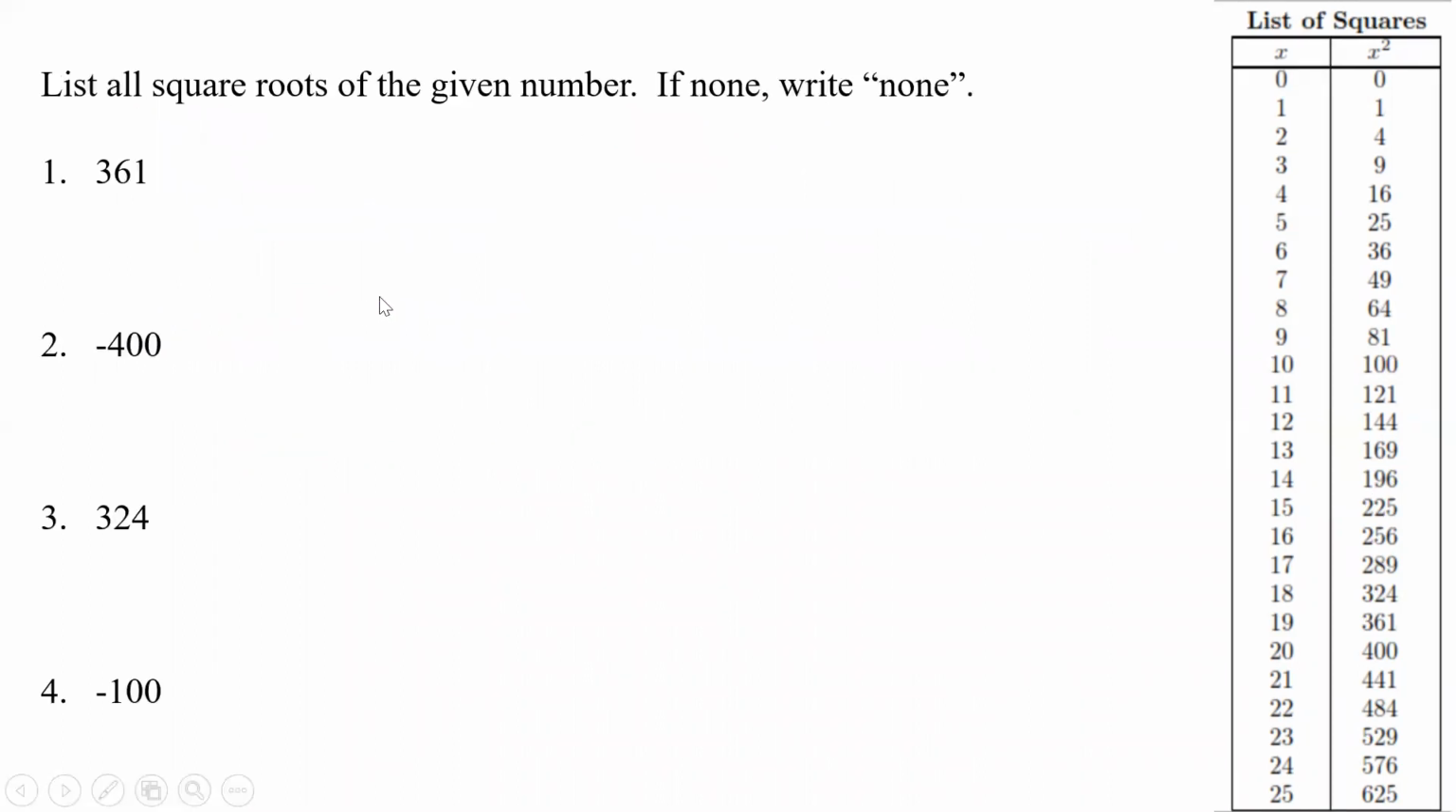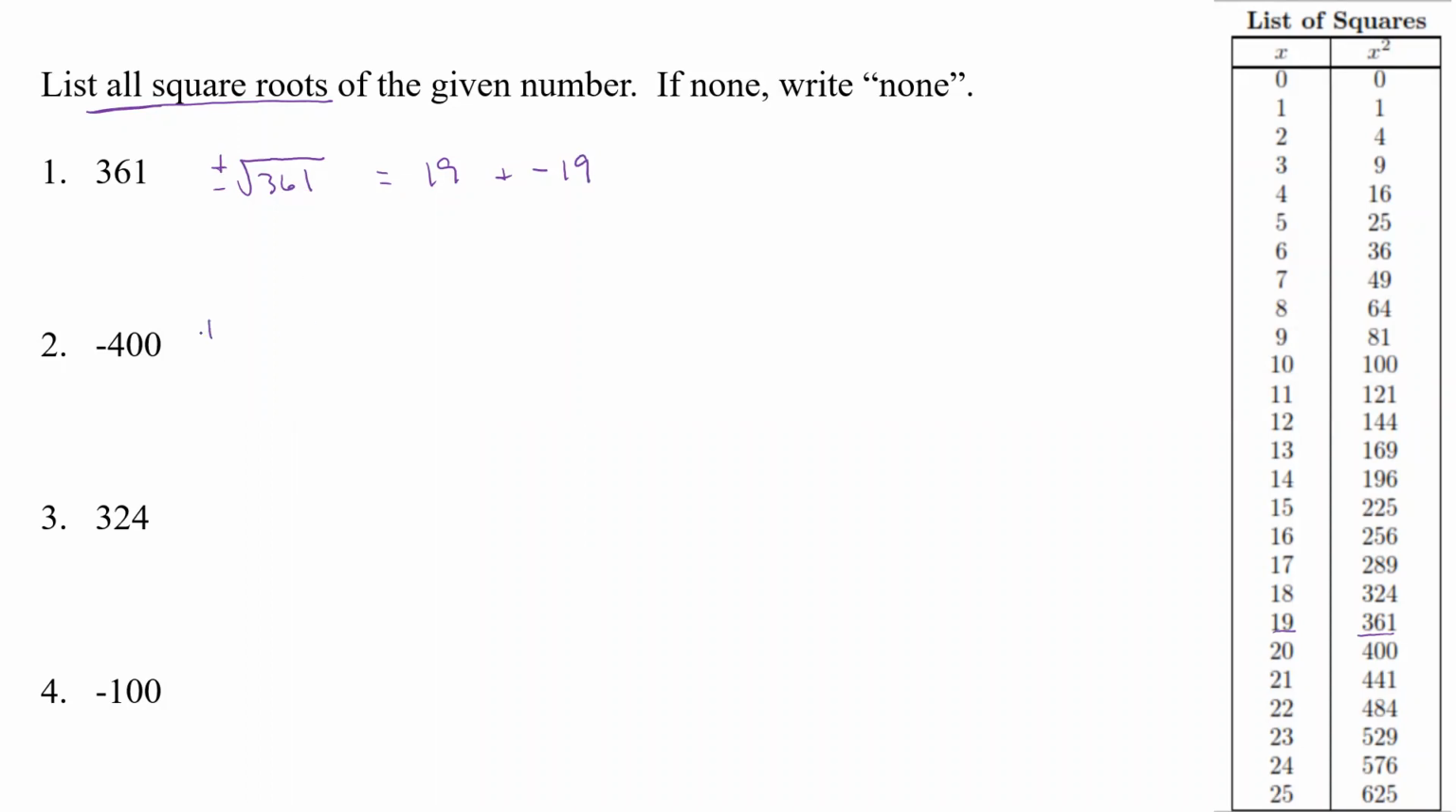All right, so here it says list all square roots of the given number. If none, write none. Again, you can also write undefined if possible. So what we want to do is find plus or minus the square root of 361. That's what it's asking for. We need to have the plus and the minus. Now 361, if we don't know what that is, is here, and that's equal to 19. So our answer is going to be plus 19 and negative 19. That's all the square roots of 361.